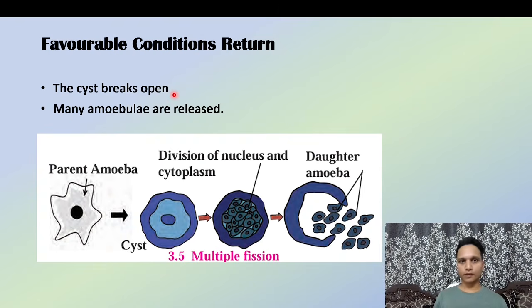The cyst breaks open. When the favorable conditions come back, the cyst breaks open and many amoebae are released into the environment, right? So what happens? The cyst breaks and many amoebae get out of the cyst. And now many amoebae are there in the environment.